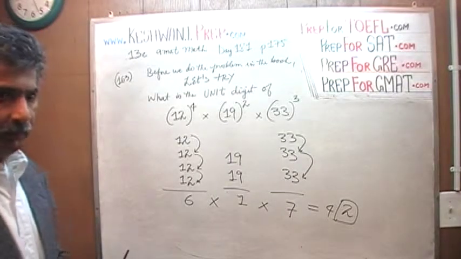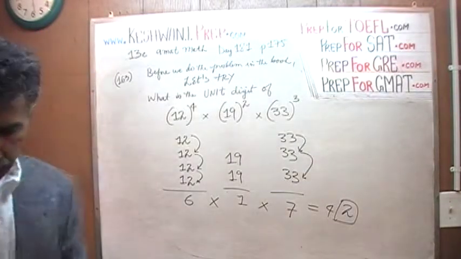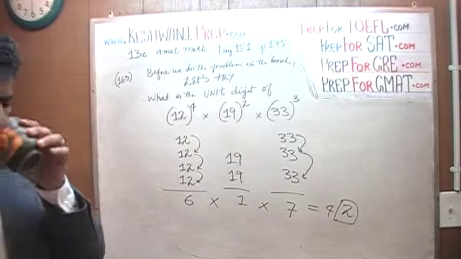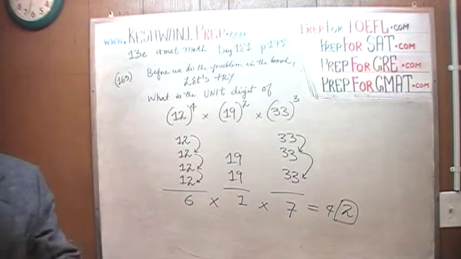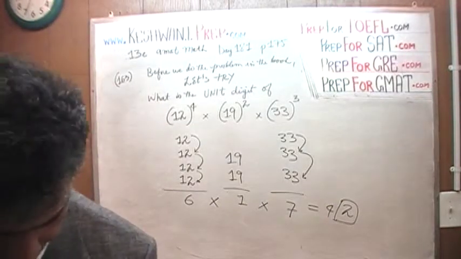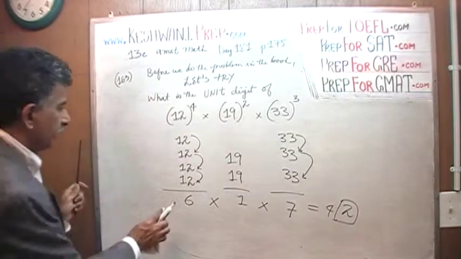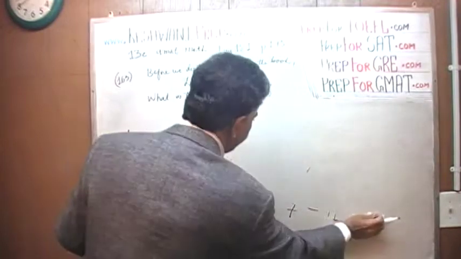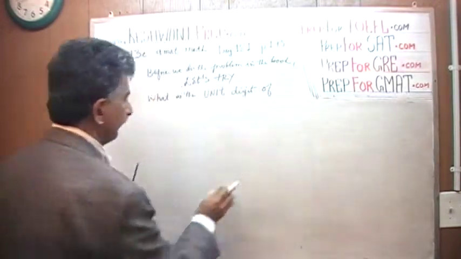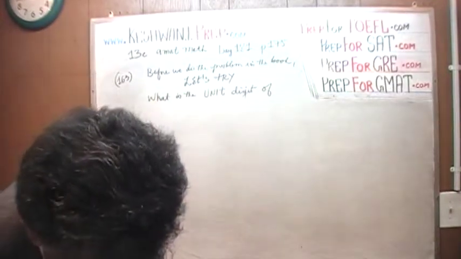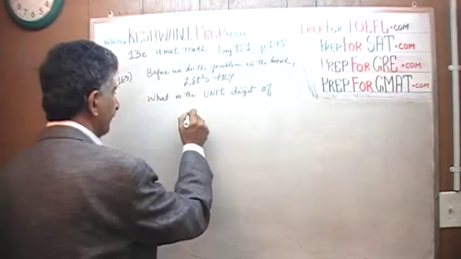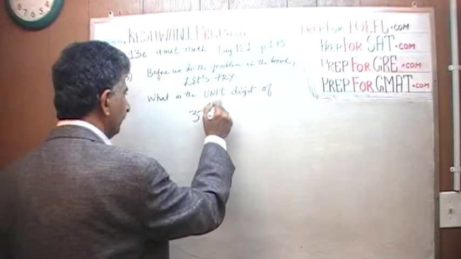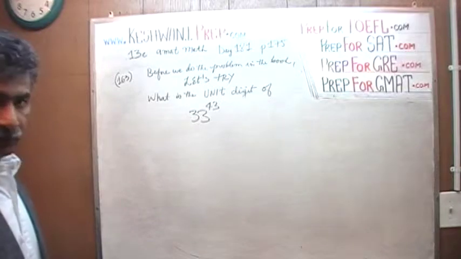Let's do one more, shall we? Let's do one more problem. The question now is, what's the unit digit of 33 raised to 43? Well, let's find out, shall we?